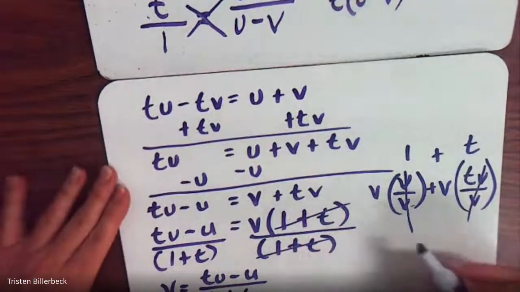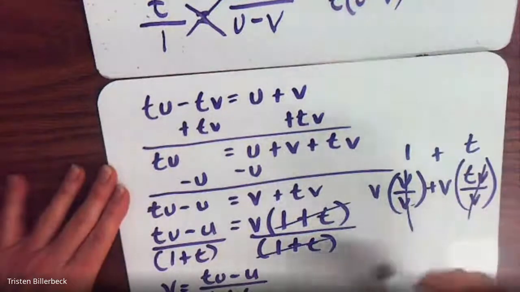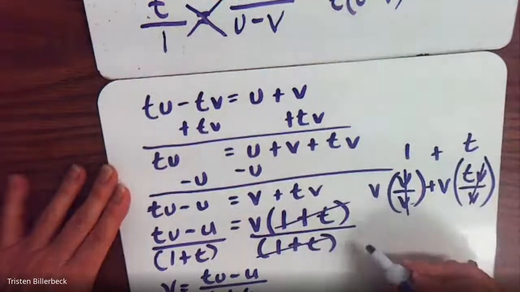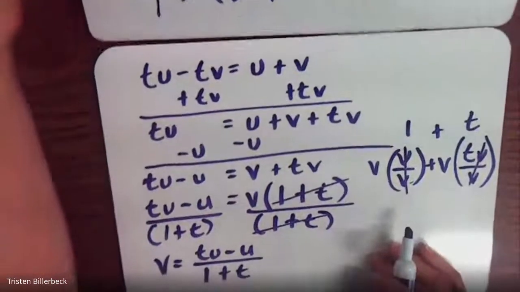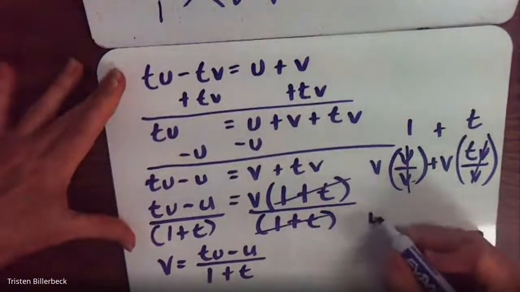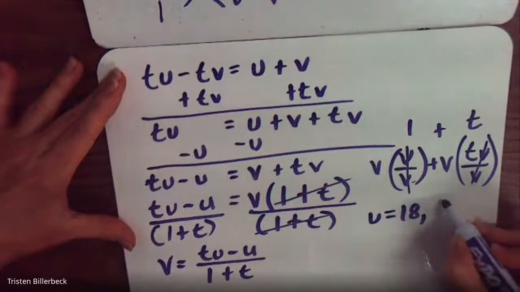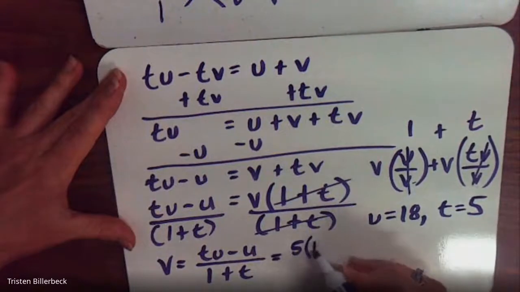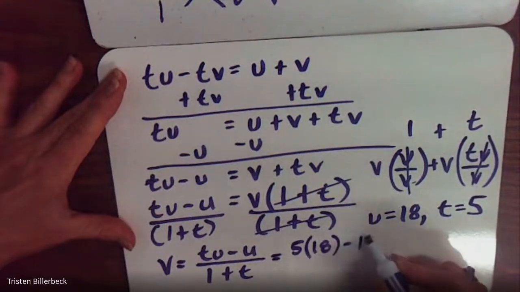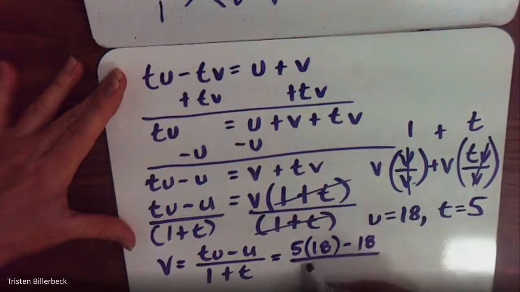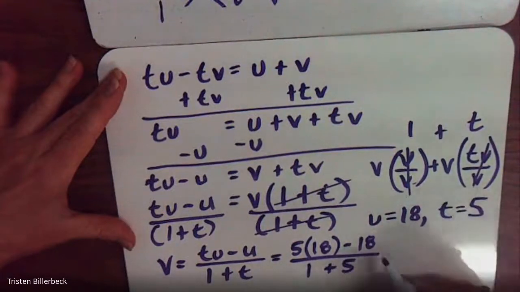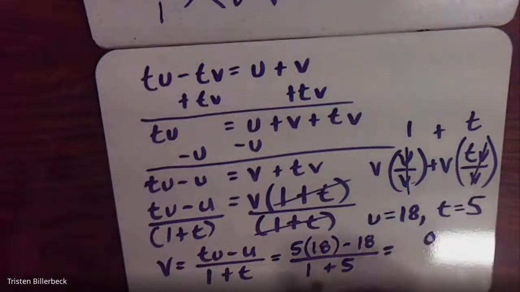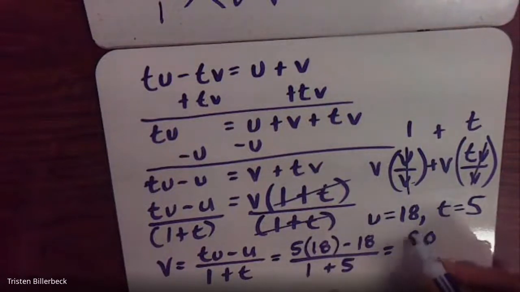So now we're going to put in what U was. U was 18 originally. So we have U equals 18 and T equals 5. So we have 5 times 18 minus 18 over 1 plus 5, because T is 5. Okay, so 5 times 18. 5 times 8 is 40. Carry 1. 5 times 1 is 5 plus 4 is 9, so 90.